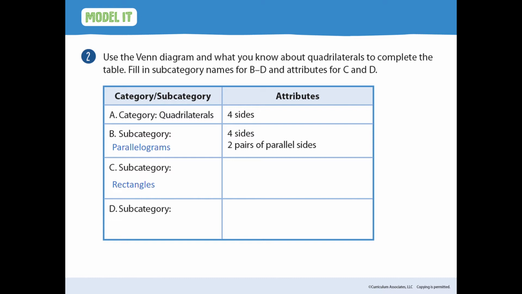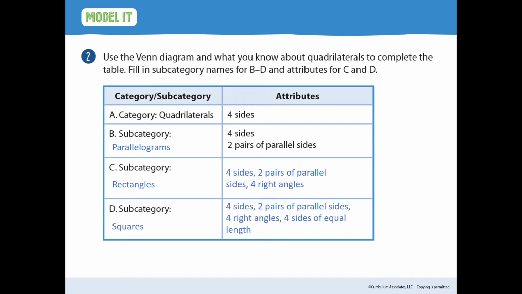Letter C, rectangles. And then under rectangles, the next subcategory would be squares. So attributes of rectangles, they have 4 sides, 2 pairs of parallel sides, and 4 right angles. And then the attributes of squares, they have 4 sides, 2 pairs of parallel sides, 4 right angles, and 4 sides of equal length.